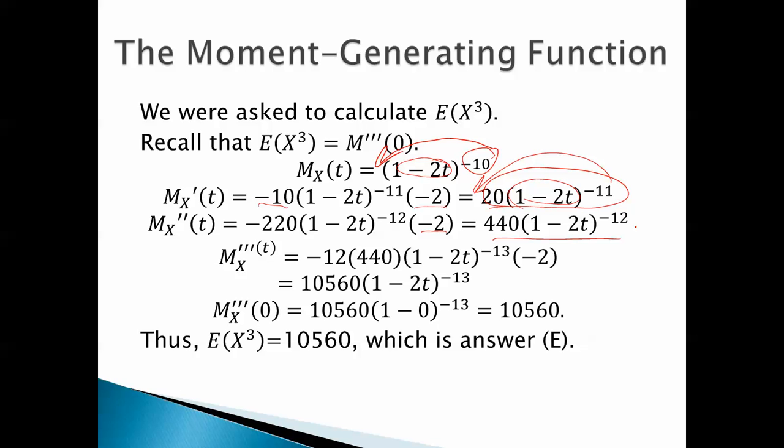One more derivative. m triple prime of t is going to be negative 12 times 440 times (1 minus 2t) to the negative 13 times negative 2, which is 10,560 times (1 minus 2t) to the negative 13. And when we plug in 0, m triple prime of 0 is 10,560 times 1 to the negative 13th, which is 10,560. Thus, the expected value is 10,560, which is answer E.